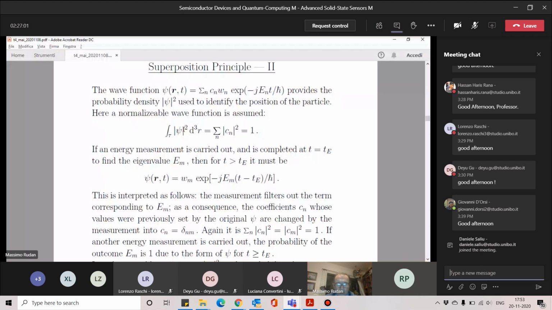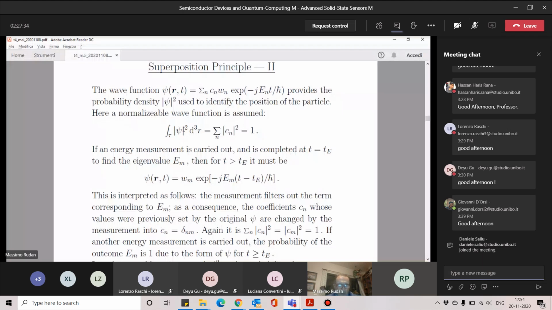But we know that originally the coefficients of the expansion were such that the sum of the square moduli of these coefficients was equal to 1. After the measurement, we have only one coefficient because we have only one term. Of course, this coefficient must have the square modulus equal to 1.